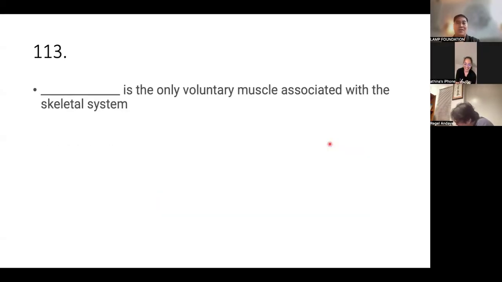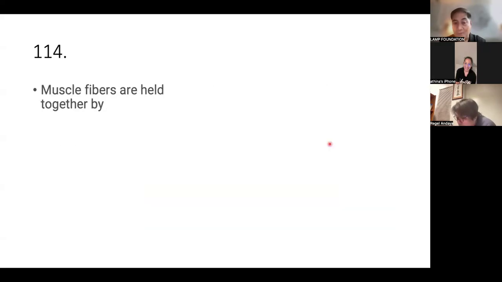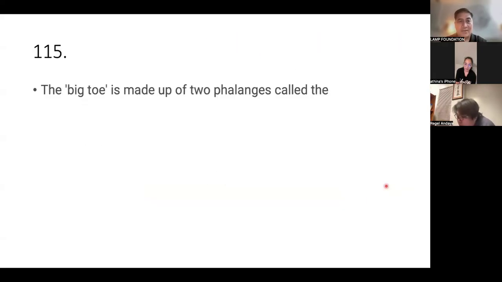Blank is the only voluntary muscle associated with the skeletal system. The skeletal muscle. Great. This is the skeletal muscle. Is it voluntary? Yeah, the only voluntary. Muscle fibers are held together by the connective tissues. Very good. They connect all the muscle fibers.